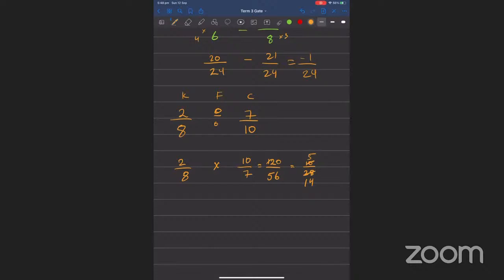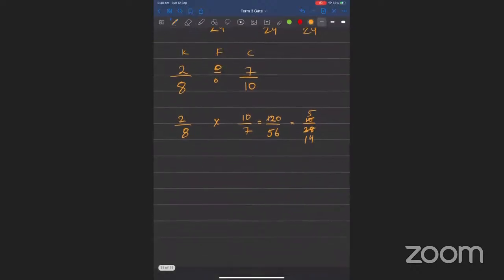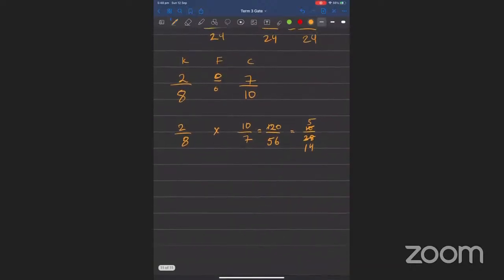So you keep, flip, and change. All right, one more. I'll give you one more of these types of questions. It's pretty straightforward. Let's try 5/6 divided by 1/2.